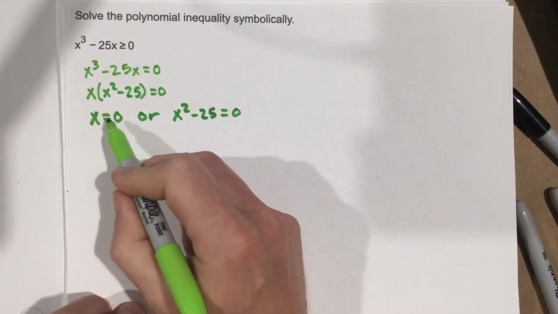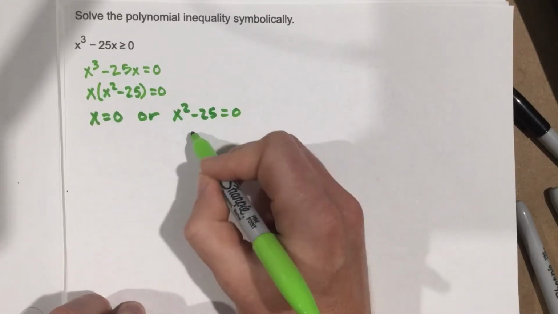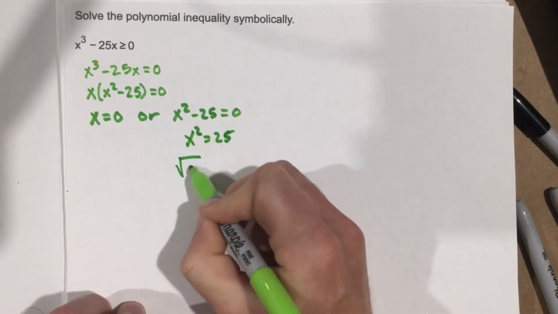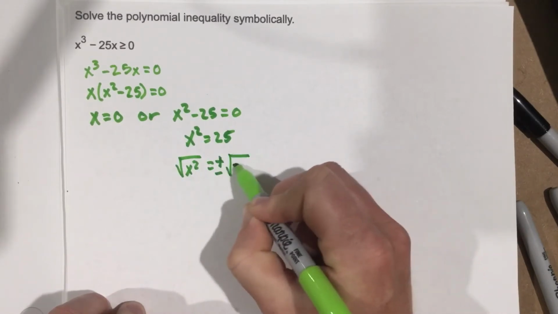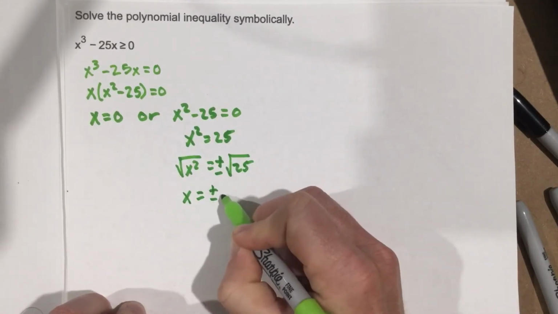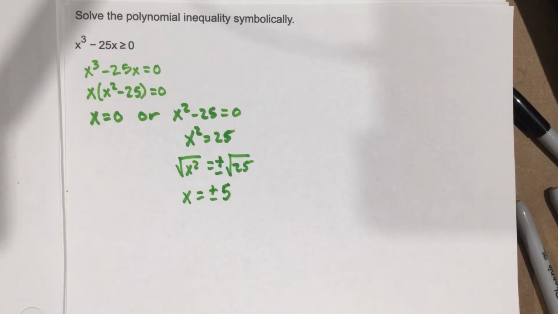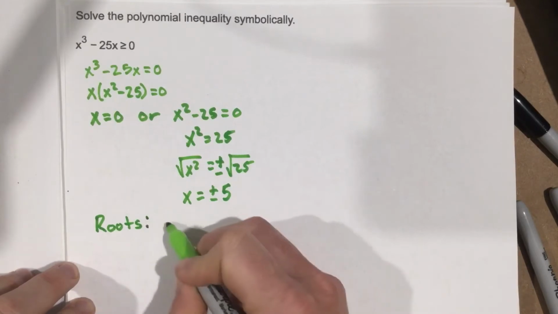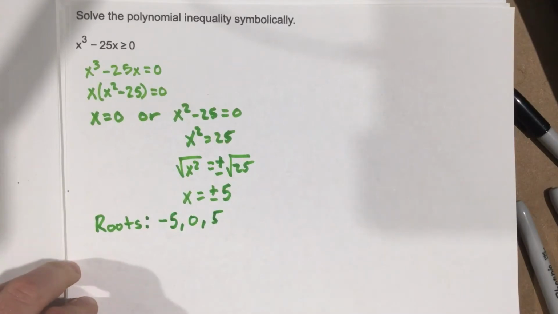This is already one of my roots. I'm going to add the 25 over. X squared equals 25. Now I'm going to take the square root of each side. So I'll get plus and minus root of 25, which we know is 5. So I end up with x equals plus and minus 5. So my roots are -5, 0, 5.